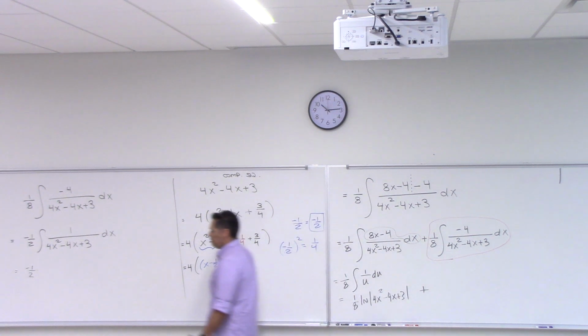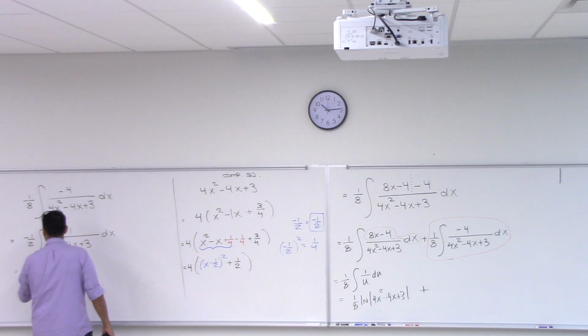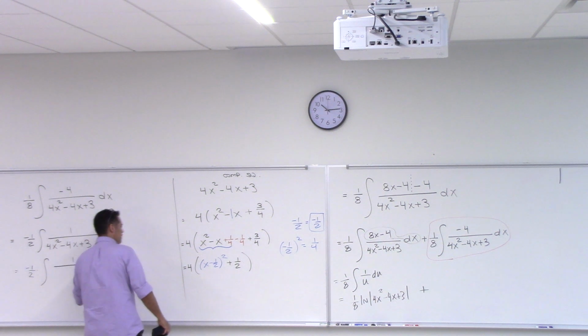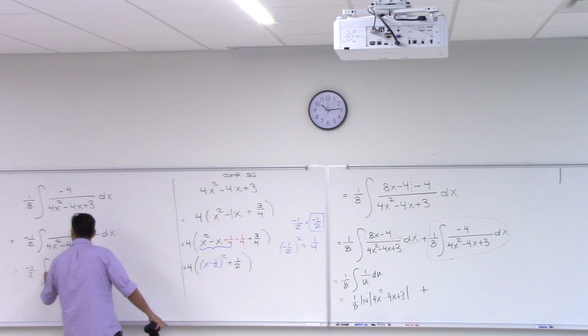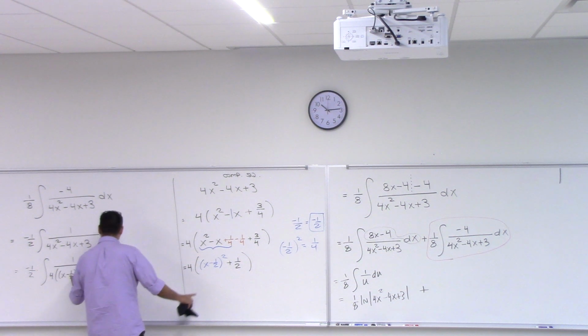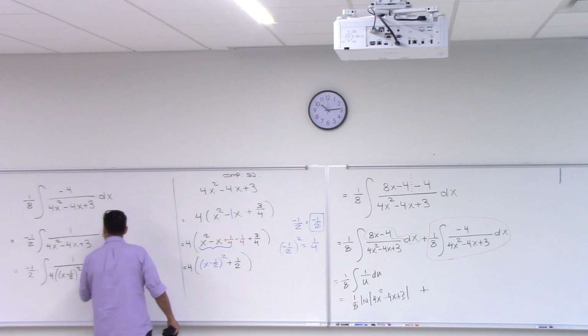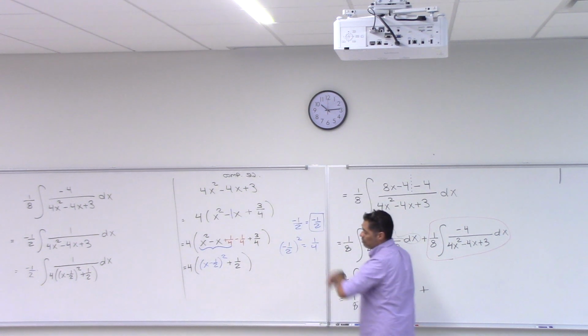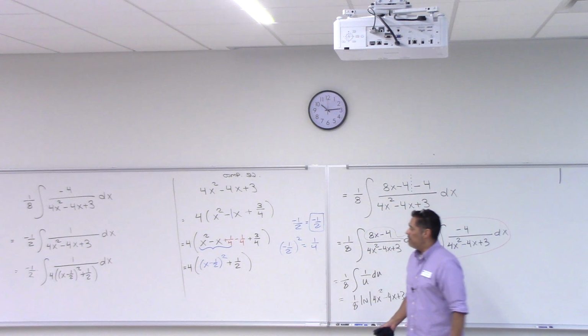Okay, integral. Oh, you know what? Yeah, I'll do it. Integral 1 over 4 parenthesis, then another parenthesis, x minus a half squared plus a half, close parenthesis, dx. And that 4 on the outside, I can pull that out of the integral completely, can't I? It'll become a negative 1/8.